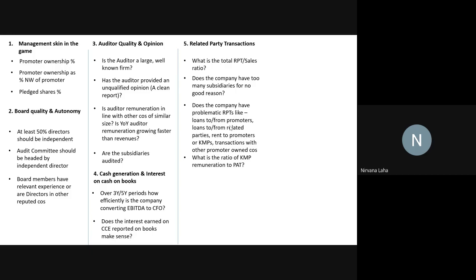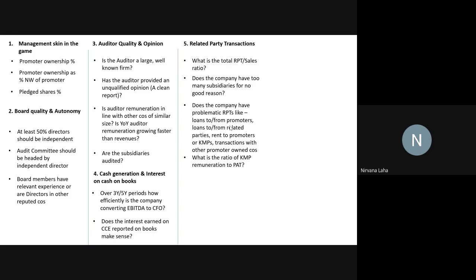The rent can be much higher than the market rate, so you need to be careful. If you have 40 employees or 100 employees, then you know the kind of office you would have. If you're an IT company with 100 employees, you know the kind of real estate you would need. So if the company is booking 50 crores as rent every year, that's not something you can reconcile, especially if the rent is going to the promoter or to a related party. These are things you need to be careful about.